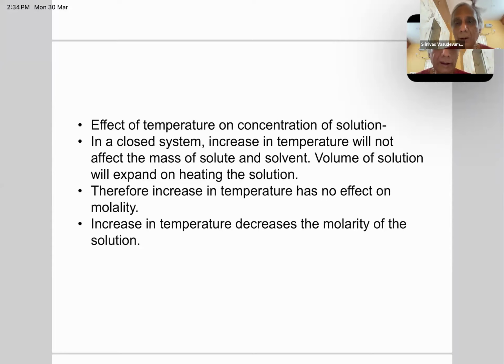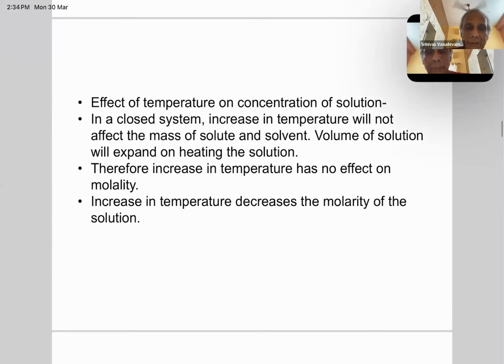Whereas molarity, number of moles of solute divided by volume of solution in decimeter cube. Here, when you increase the temperature, volume will expand. Therefore, molarity of the solution will decrease as the increase in temperature is noticed.